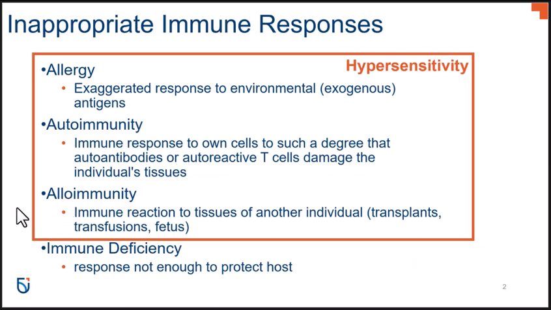Alloimmunity, also you might see this written sometimes as isoimmunity. This occurs when the immune system of one individual produces an immunological reaction against tissues of another individual. So you might wonder how that's possible. Well, alloimmunity can be observed during reactions against, say, a transfusion that somebody has, or a transplanted tissue, or even the fetus during pregnancy.